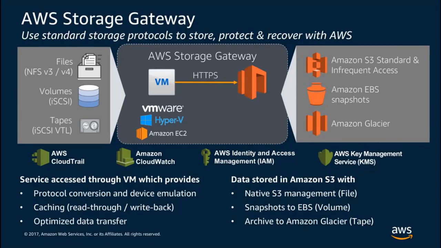So the VM provides access to file storage from applications that want to store files through NFS v3 or v4, provides access to volumes for applications that can connect over the iSCSI block storage protocol, and it provides access to tape storage through a virtual tape library emulation, which again is over iSCSI, which is more than just storage. It provides device emulation for a media changer and drives, everything that's necessary to do a drop-in replacement of a physical tape robot. The VM itself runs on VMware or Hyper-V in your on-premises environment.